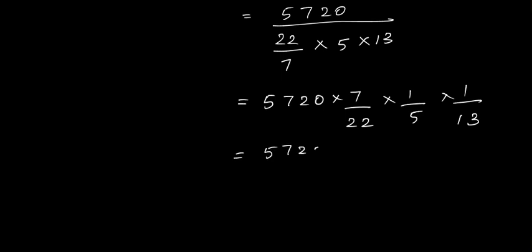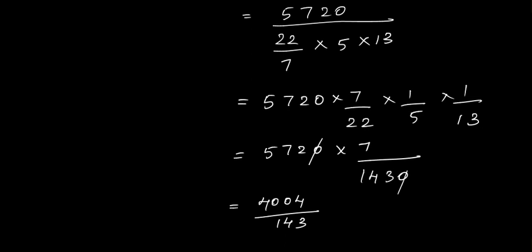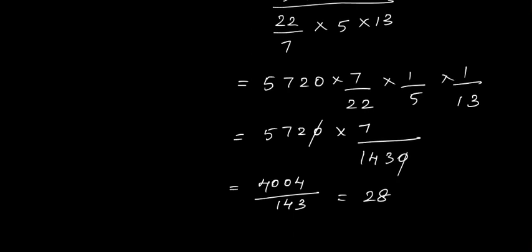So 5720 into 7 divided by, when we multiply 22 into 5 into 13, we'll get 1430. So you can cancel 0 and 0 and we get 572 into 7, that is 4004 divided by 143. So when we divide these two, we'll get the answer to be 28. So therefore 28 caps can be made.